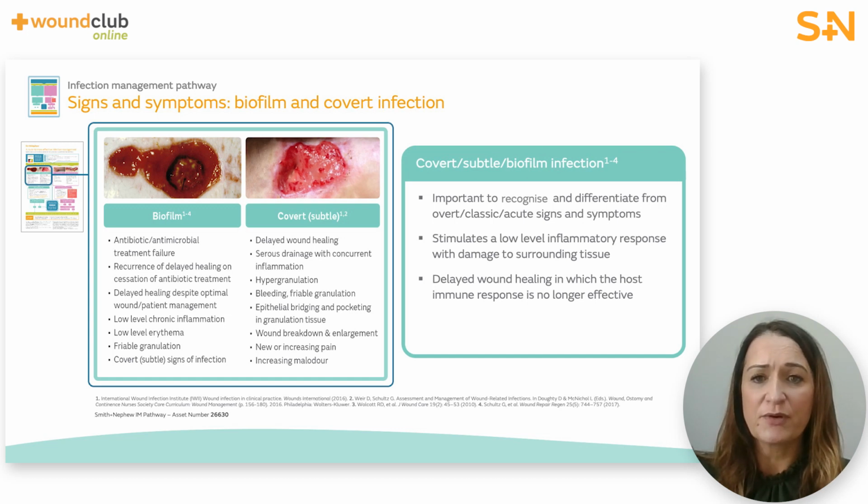Hypergranulation, friable granulation, epithelial bridging, pocketing granulation, all products of the increased moisture and underlying bacterial contamination, lead to abnormal unhealthy tissue growth. Wound breakdown and enlargement results from bacterial deterioration of the tissue as well as the unhealthy environment created with ongoing inflammation.